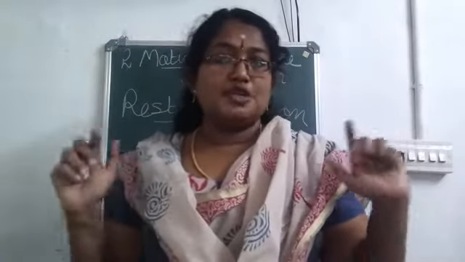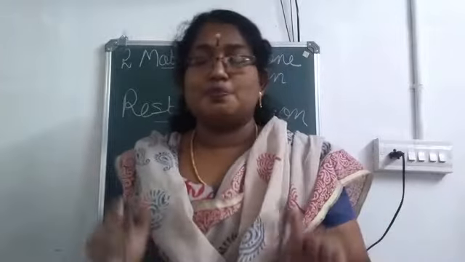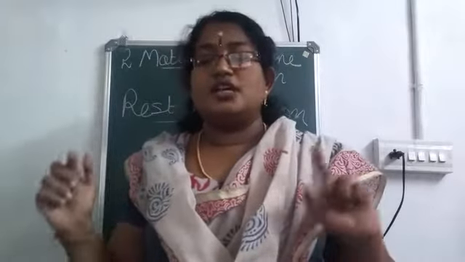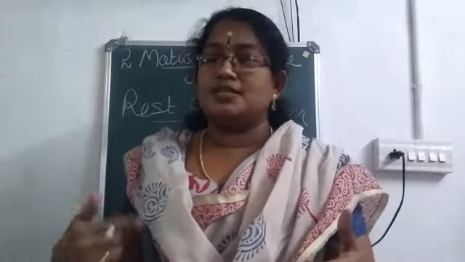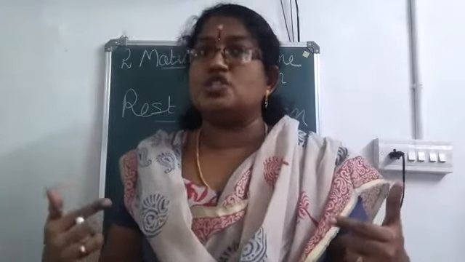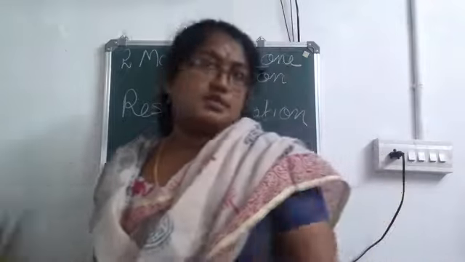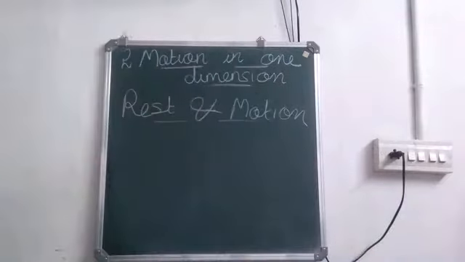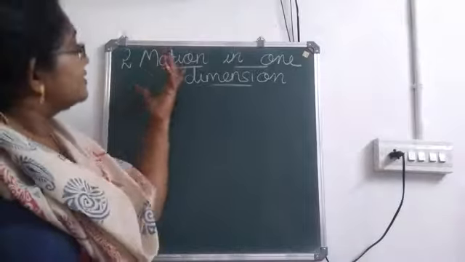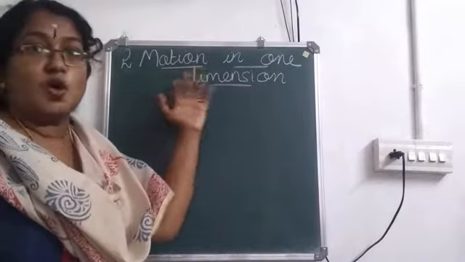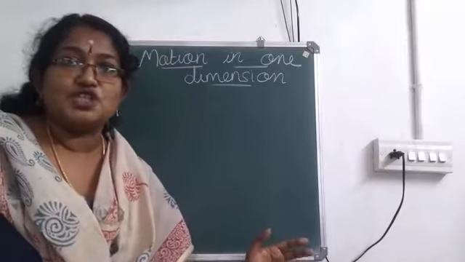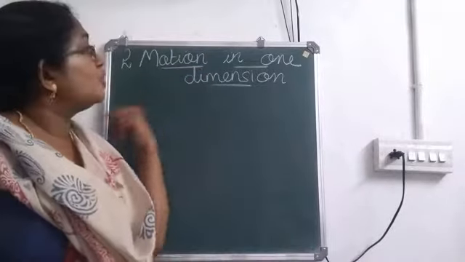A body is said to be in the state of rest if its position does not change with immediate surroundings, and a body is said to be in the state of motion if its position changes with the immediate surroundings. Clear? So we have learned about one part of our heading. Motion in one dimension is the name of the chapter, and we have learned about motion.